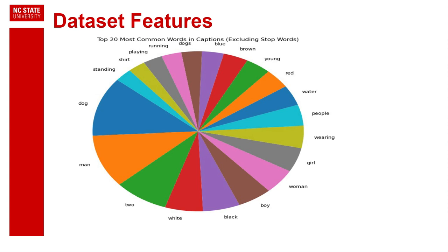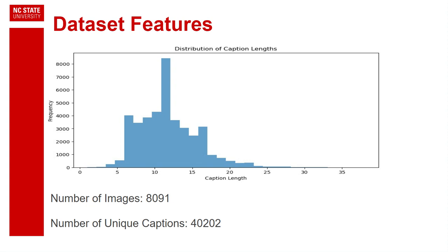You can see the top 20 most common words in captions, excluding stop words such as is, are, the, etc. This is the distribution of caption lengths, and you can see that most captions are between 8 to 15 words. The number of images is 8,091, and the number of unique captions is 40,202.